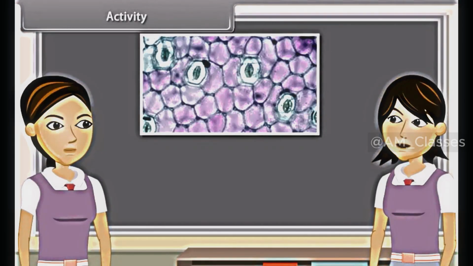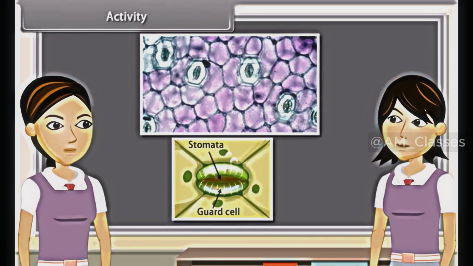Small pores are there in the epidermis of the leaf. These pores are known as stomata. Stomata are covered by 2 kidney-shaped cells known as guard cells. They help in exchange of gases with the atmosphere and transpiration.